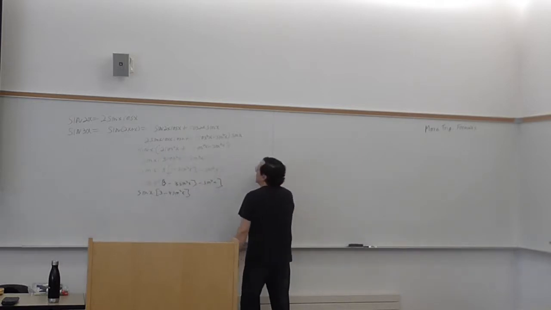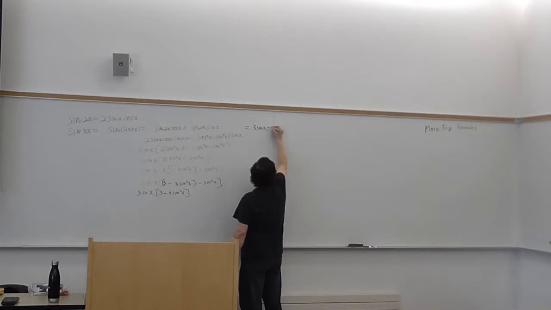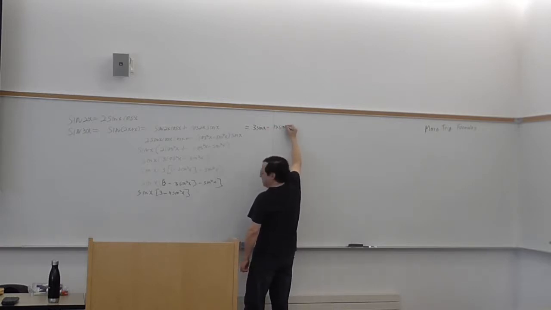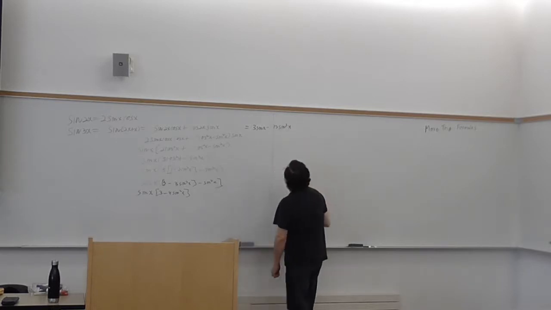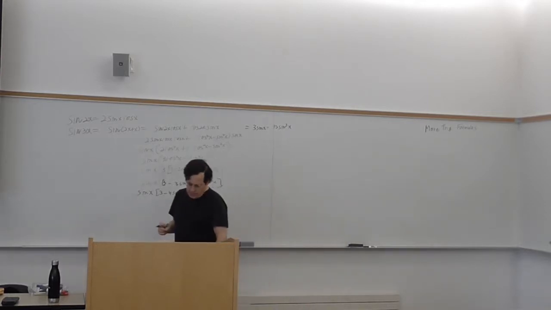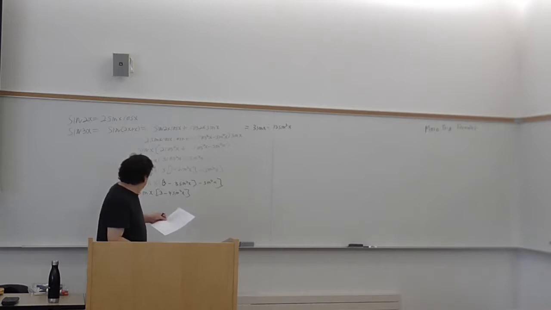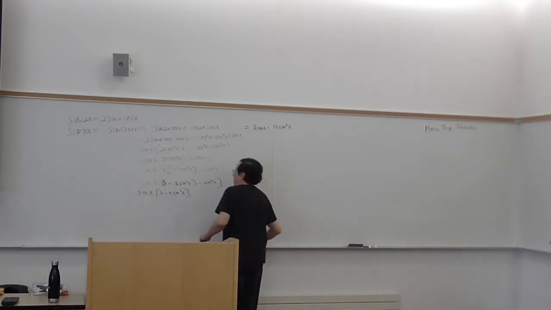Or finally, this is all equal to 3 sine of x minus 12 sine cubed x. I feel like I made a mistake somewhere here, but that's okay. Maybe I did, maybe I didn't. Where did I get 12 from? That's not right.